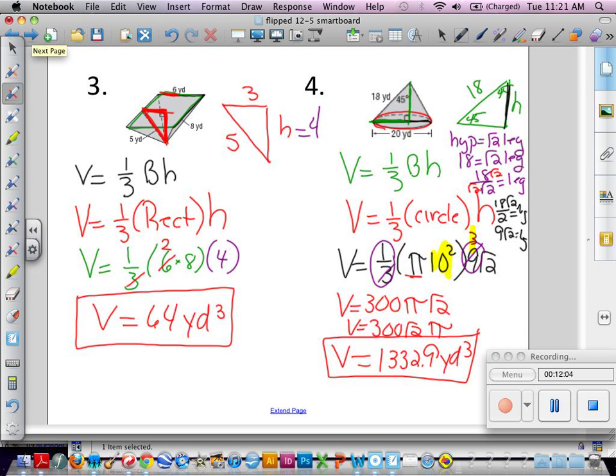All right, so we've just covered our volume of our pyramids and cones. We have one section left, and that will be a volume and surface area of spheres.